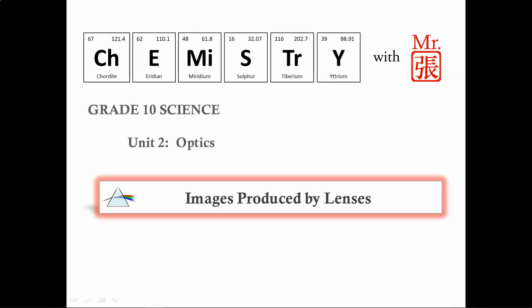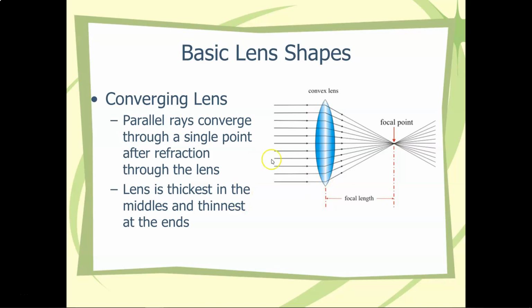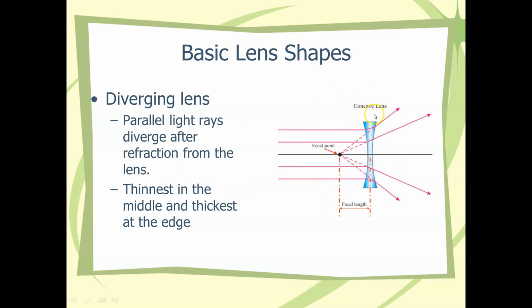In this video tutorial, we will discuss images produced by lenses. The behavior of light in lenses is very similar to the behavior of light in curved mirrors, so many of the key terms and rules will be familiar to you. But instead of reflecting light rays, lenses refract them. And just as we have convex and concave mirrors, we also have convex lenses and concave lenses.